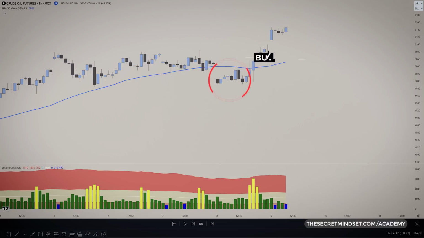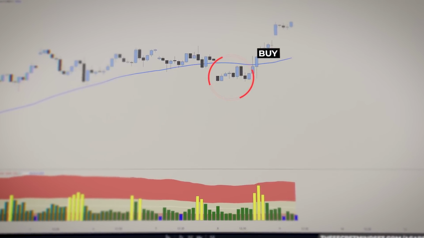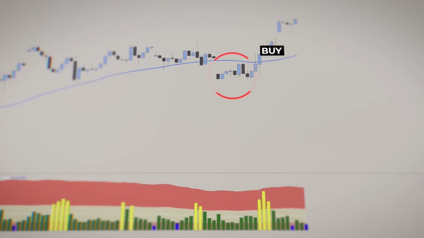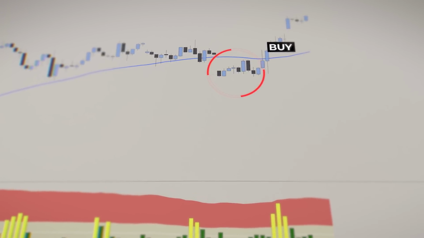And sure enough, prices had reversed all the way back up, causing big losses for anyone who shorted the breakdown. The smart play here was going long against the fake signal in line with the previous trend.